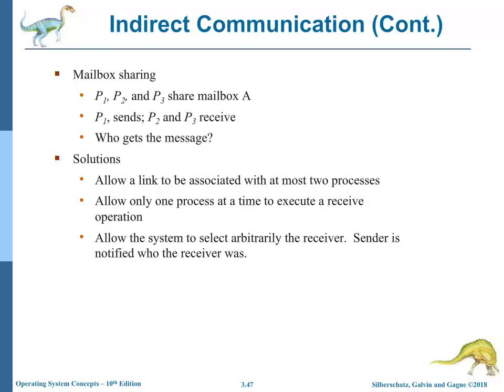Allow a link to be associated with at most two processes. Only allow one process at a time to execute a receive operation. Allow the system to select arbitrarily which process will receive the message. Either P2 or P3, but not both, will receive the message. The system may define an algorithm for selecting which process will receive the message, for example, round robin, where processes take turns receiving the message. The system might identify the receiver to the sender.